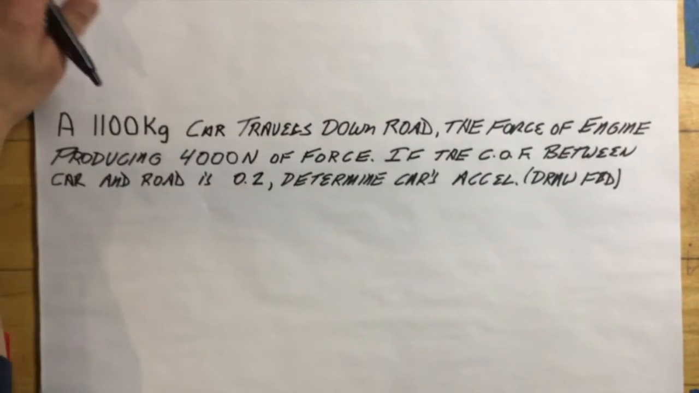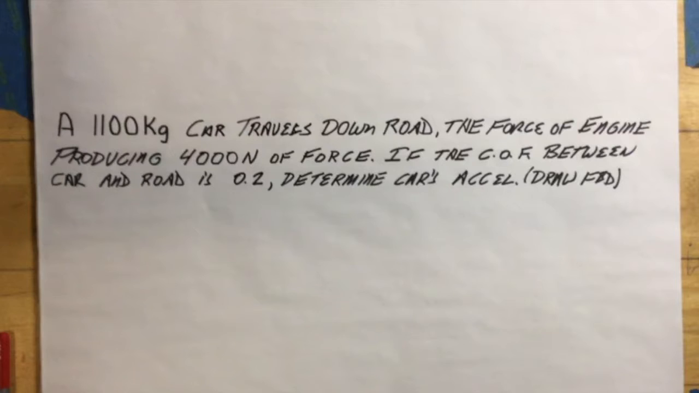We have an 1100 kilogram car traveling down the road, assume it horizontal. The force of the engine produces 4,000 newtons. If the coefficient of friction between the car and the road is 0.2, determine the car's acceleration rate. Which means start out by drawing a free body diagram.